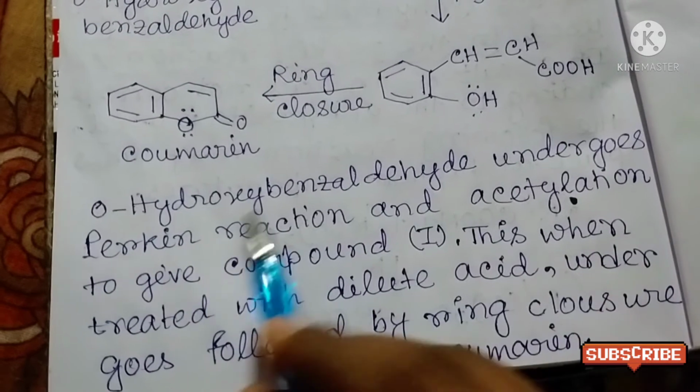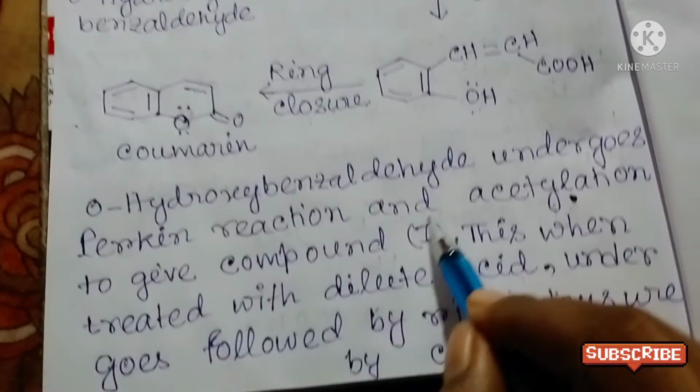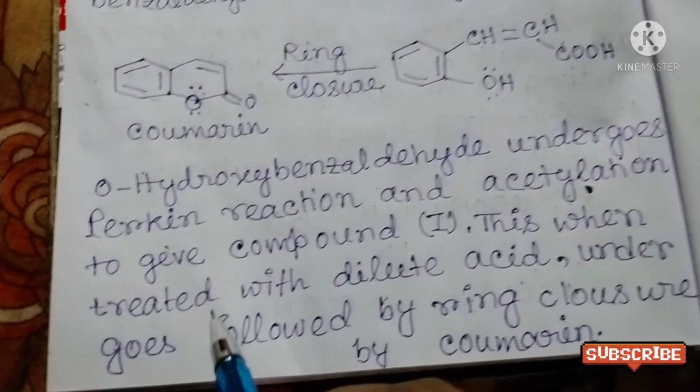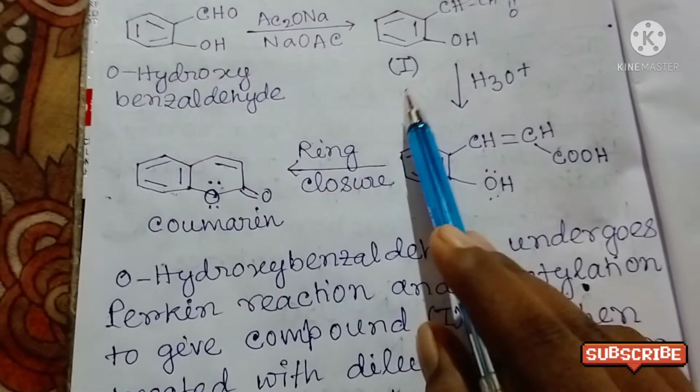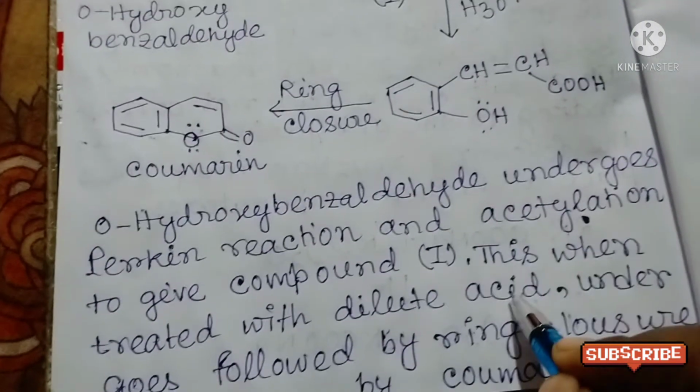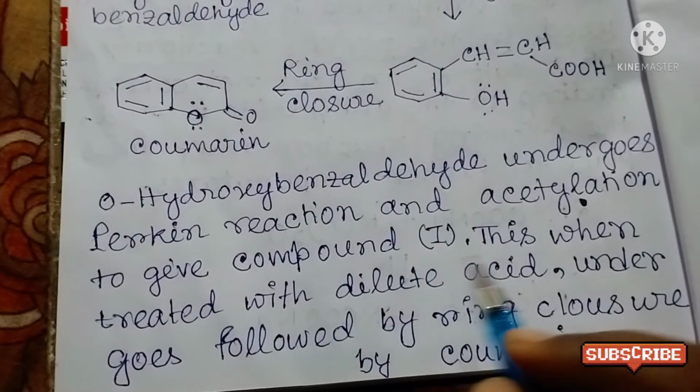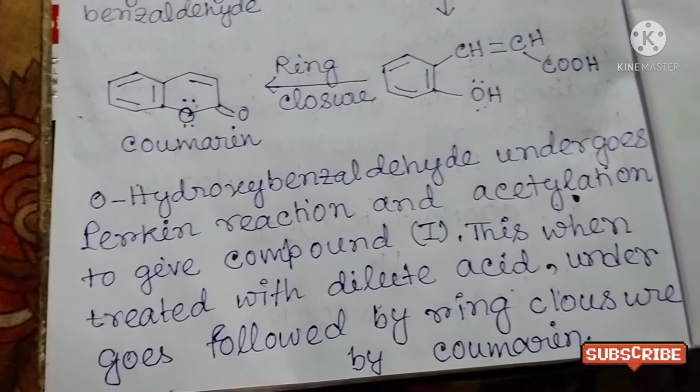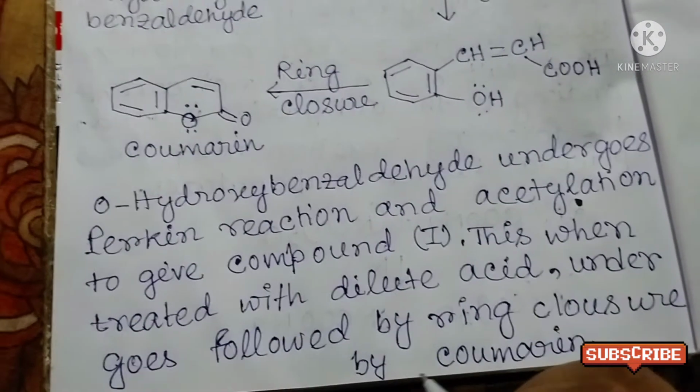Ortho-hydroxybenzaldehyde undergoes Perkin reaction and acetylation to give compound 1. Okay? This when treated with dilute acid is followed by ring closure to give coumarin.